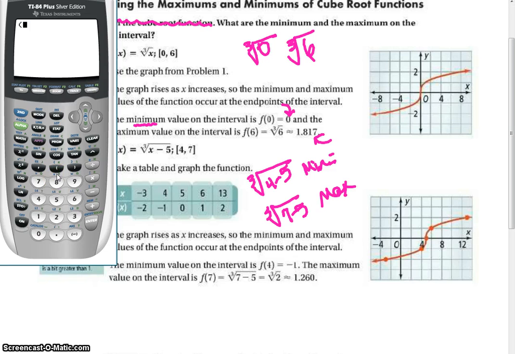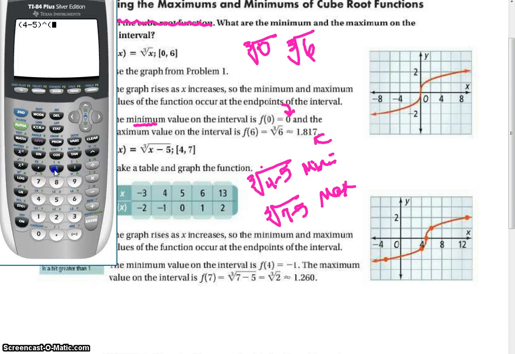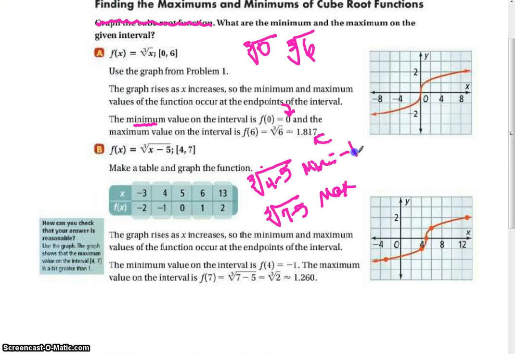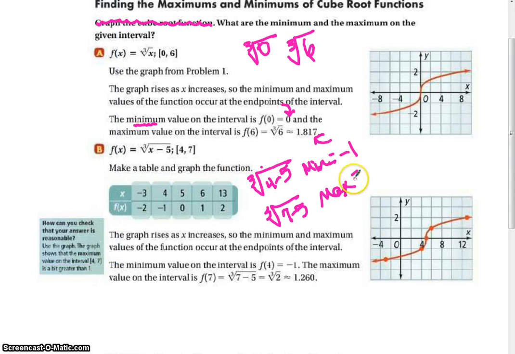So open parentheses, you're going to say 4 minus 5, close, caret, open, 1 divided by 3. It's important that that 1/3 is in parentheses, and you get -1. Then when you do the same thing again, I'm just going to do second enter, come over here, and change my 4 to a 7, because that was the largest number of the interval that they gave me, and I have 1.259, so 1.26. And that's your answer.